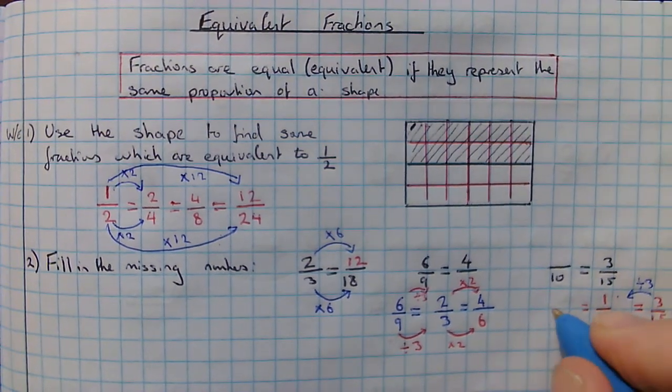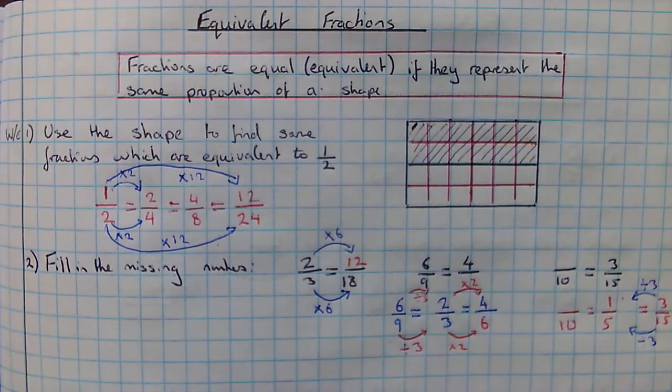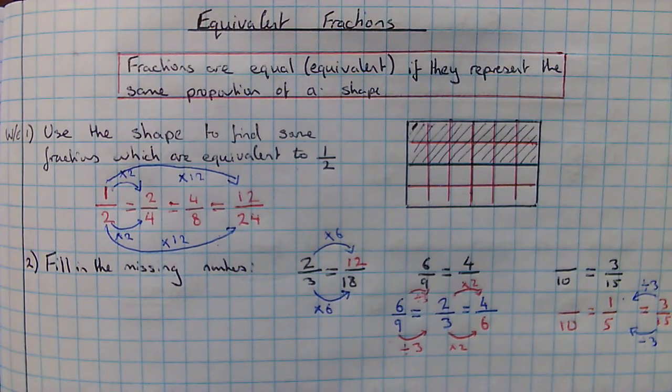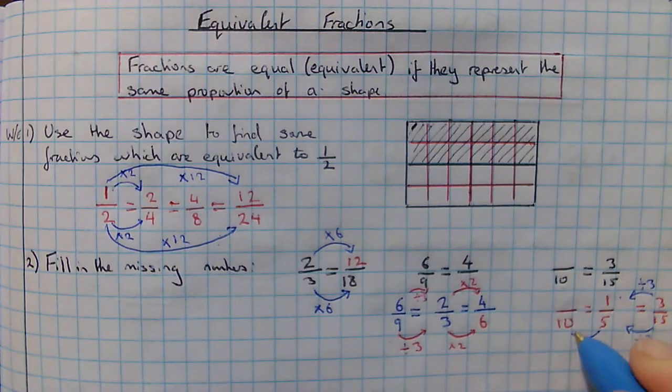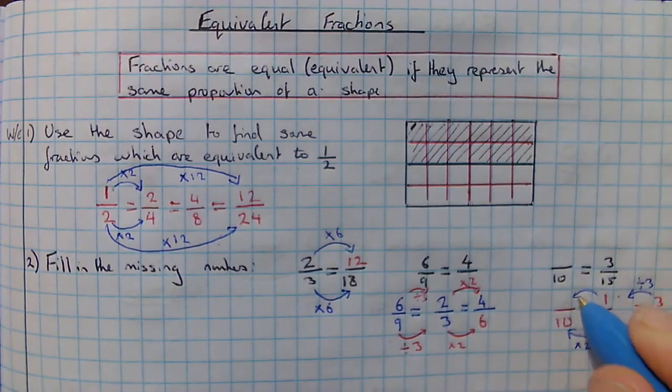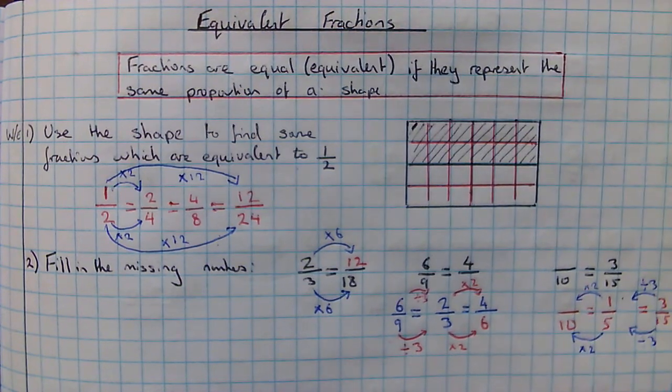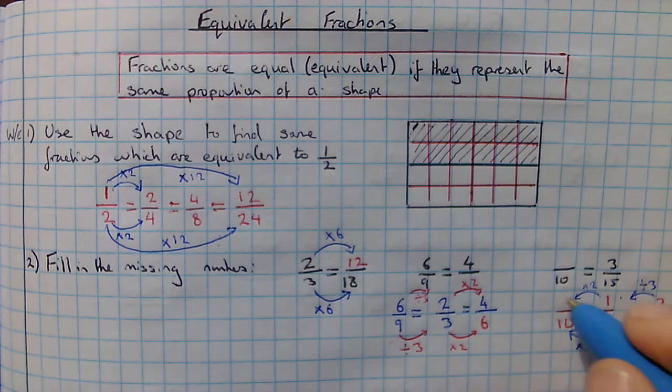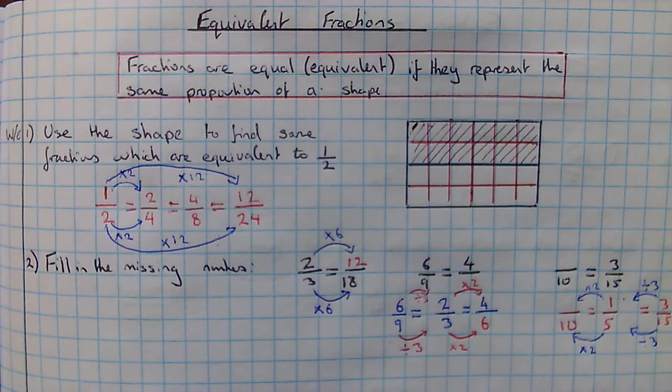I know that I need to get to it being out of 10, so let's have a look. I must have times by 2. So times by 2 here, and it's the same as 2 out of 10. So my missing number there should be 2.